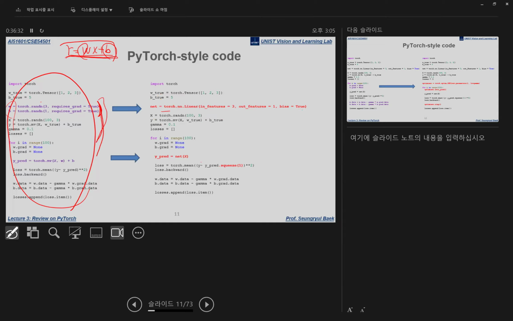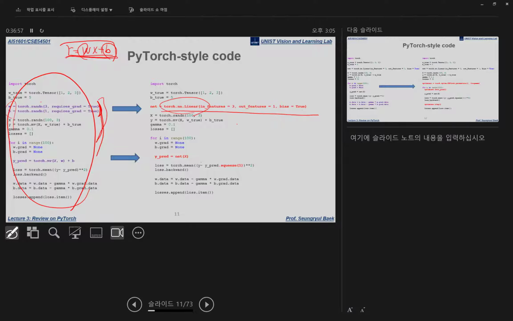And in PyTorch, the frequently used layers are already defined. Frequently used and also differentiable layers are already implemented in PyTorch. And if there are no such layers implemented in the PyTorch library, then you can also implement them by yourself. You can add them.